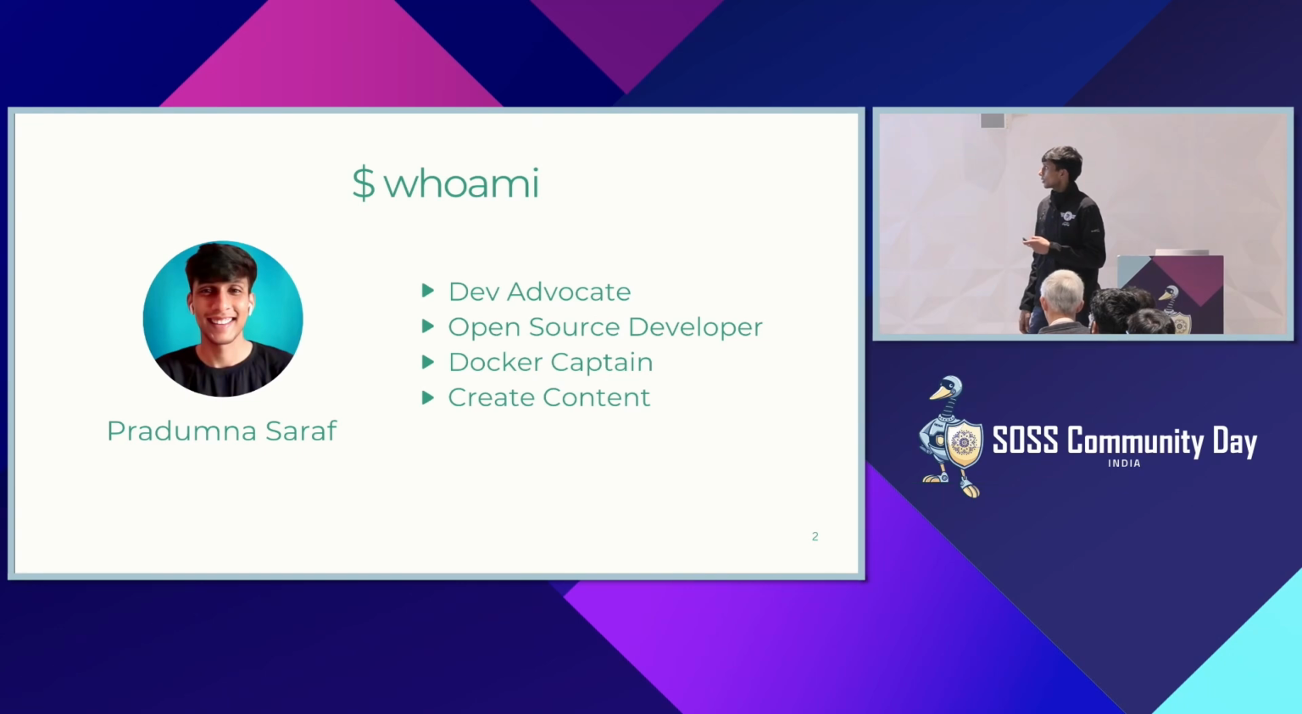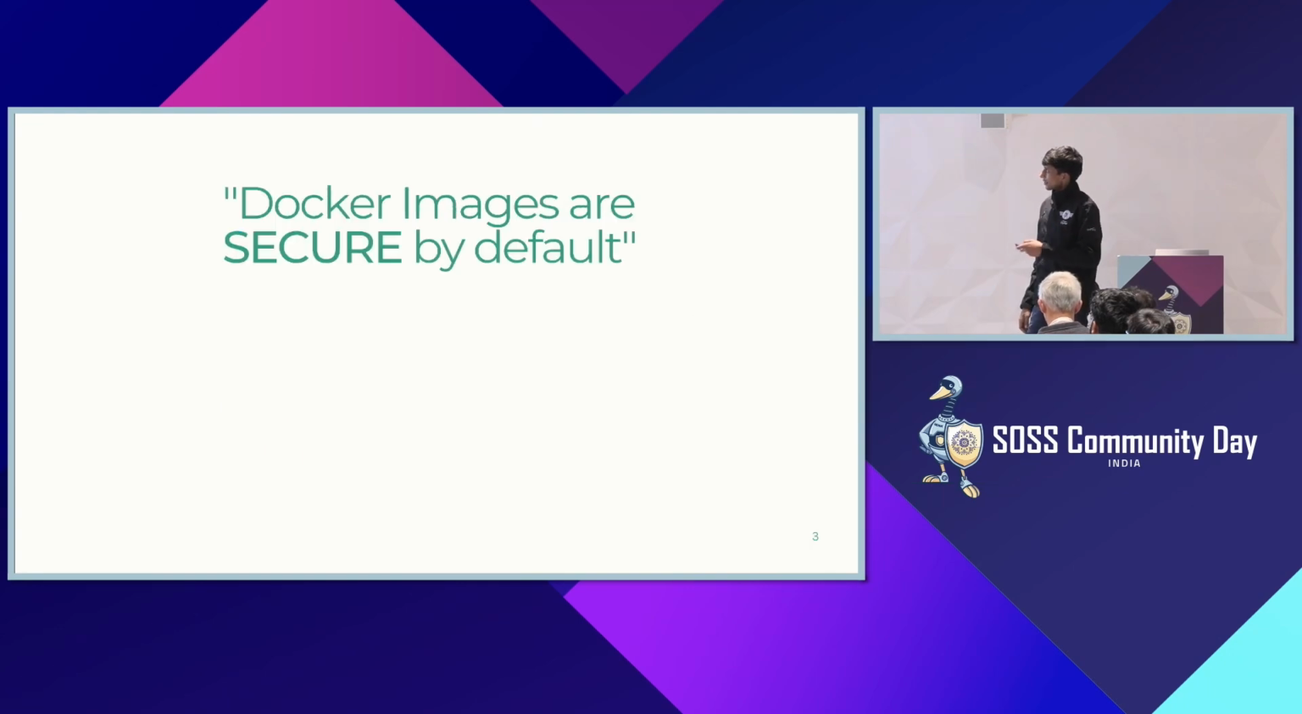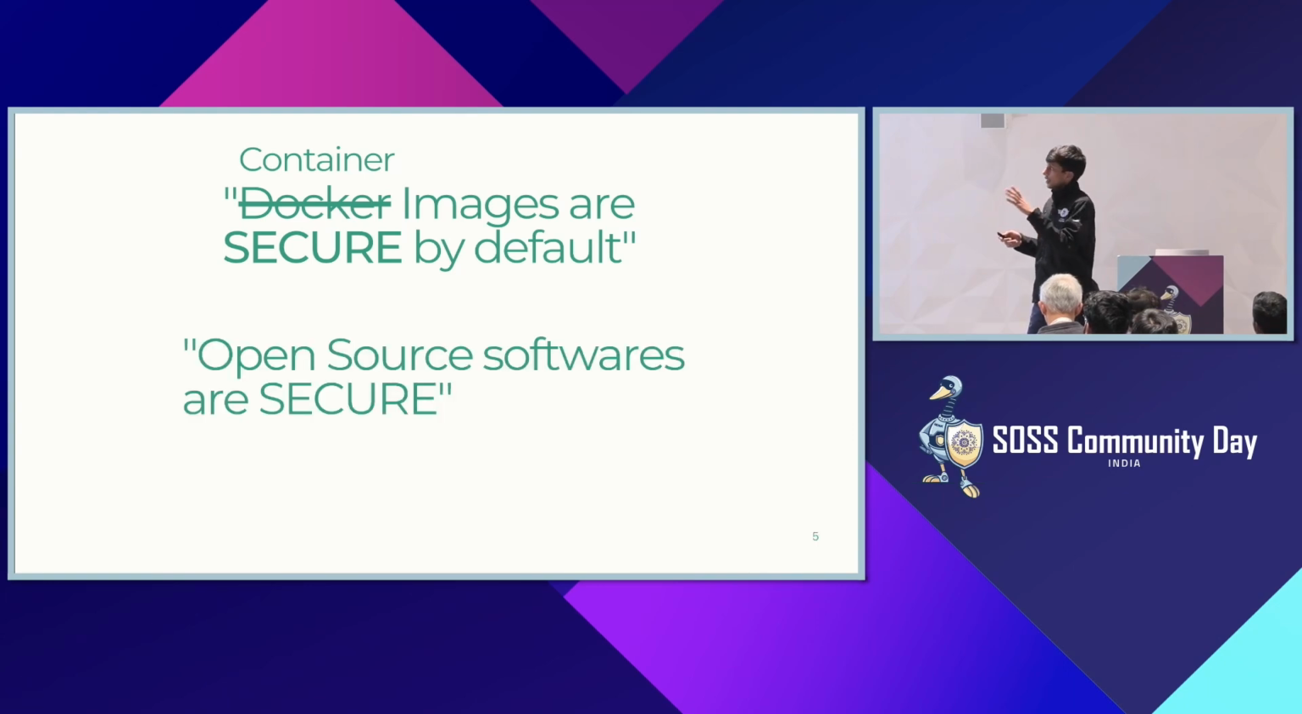So, are Docker images secure by default, or I should say container images? We often hear this term, Docker images are secure by default, because Docker is the most adopted ecosystem and they have a lot of images. But it's not just about the Docker vendor. It's about any vendor. None of the images are secure by default. I'd say the same about open source software. That is a misconception. That is not true.